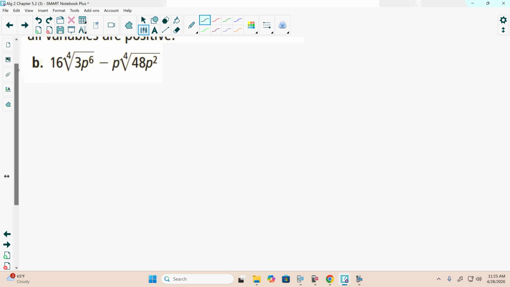16 times the 4th root of 3p to the 6 minus p times the 4th root of 48p squared. So we look at the first one. 16 is not going to do anything at this point. But inside that fourth root, we have the fourth root of 3. Can't take the fourth root of 3. P, how many groups of 4 P's can we take out of 6? 1. How many are left? 2.